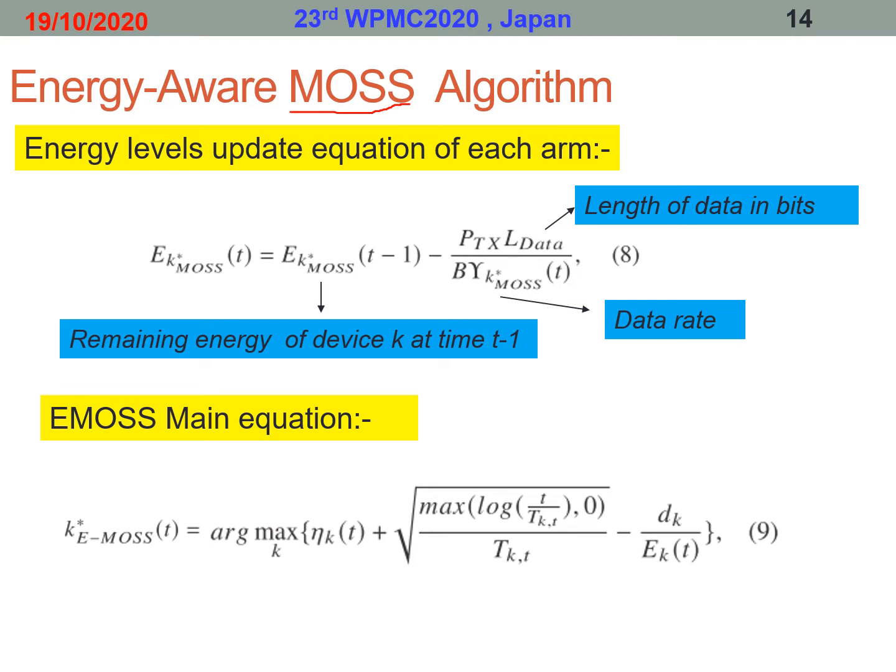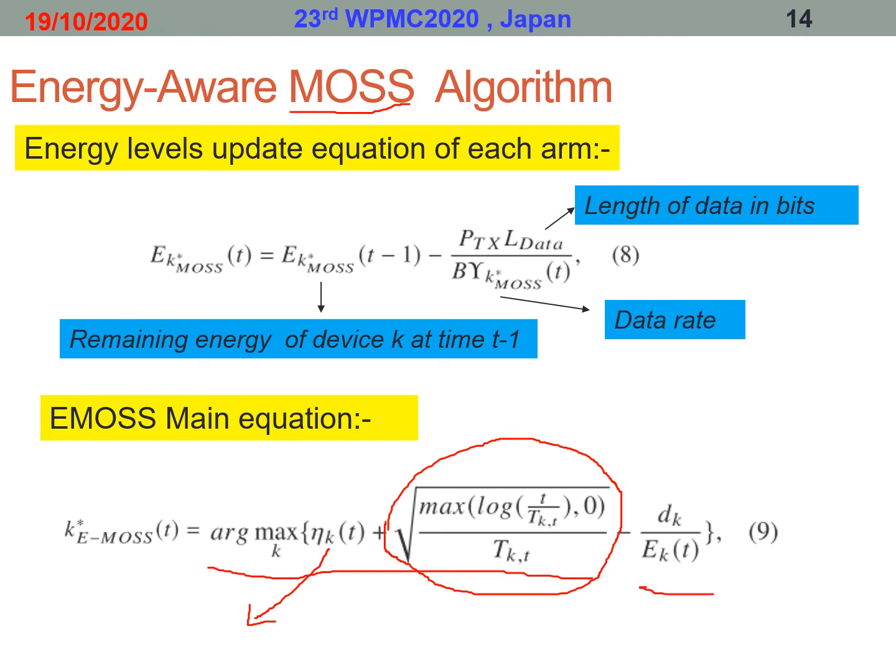Equation 9 contains the main equation of MOS. For selecting an arm K, this is the old MOS equation: we have the exploitation part, which is the throughput, and this is the exploration part. Then to make this algorithm energy aware, in our case, we added this term dk over ek of t, which reflects the left battery levels of the devices related to their distance from the center device.